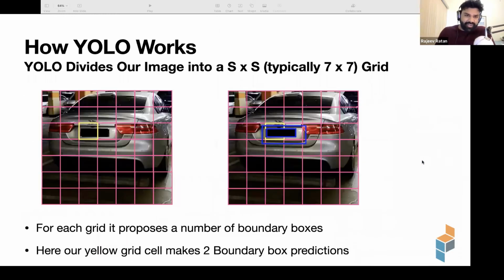So a bit about how YOLO works. I wouldn't spend too much time on this, but basically YOLO divides the image into an S by S, typically a 7 by 7 grid, although we can configure this differently. For each grid cell, it proposes a number of boundary boxes. This is an example of a boundary box it's proposing here. Then it makes 2 boundary box predictions per cell, which can extend outside of the cell for the object that it's trying to detect.